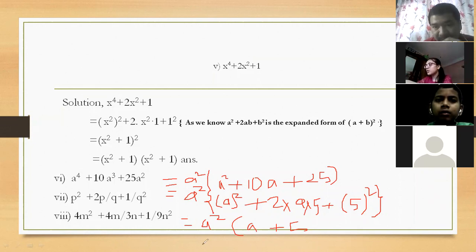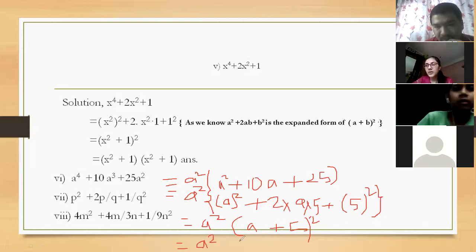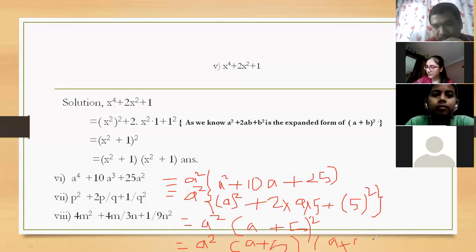Okay, in place of A only. But what is in place of B? 5. Good. Now what are its factors? Can you tell? A square is one factor. Where are the other two factors? A plus 5, A plus 5. Good. These are the factors of this question.